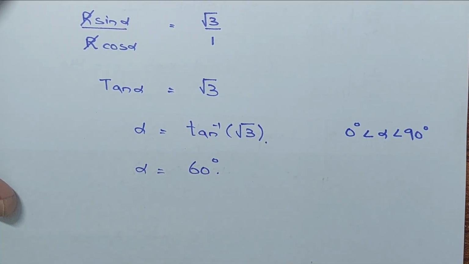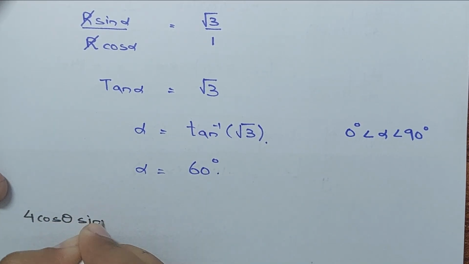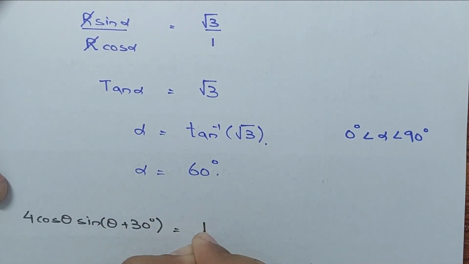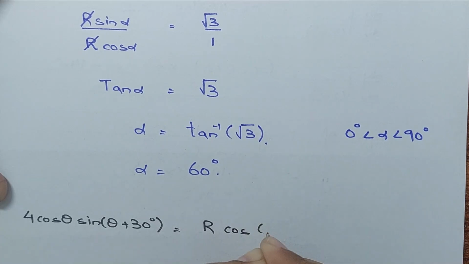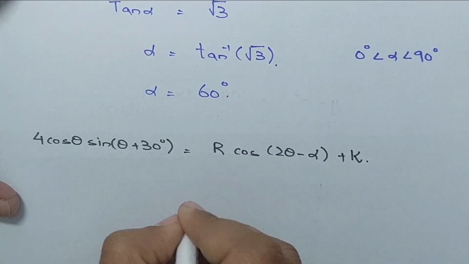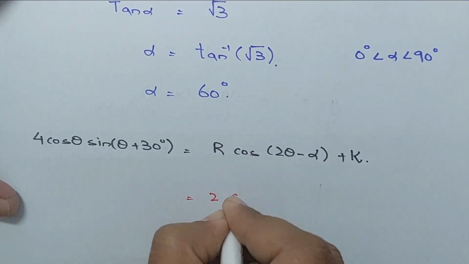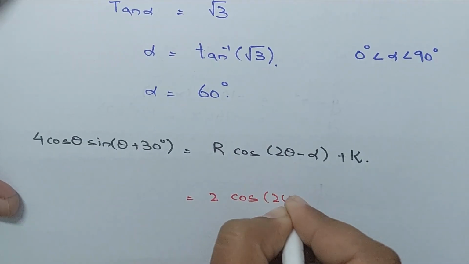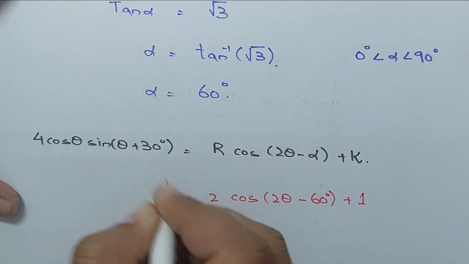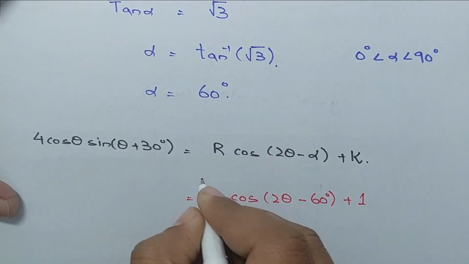So we can express that form: 4 cos theta sine theta plus 30 degrees equals r cos 2 theta minus alpha plus k. Okay, how do we express it? So we can say the r value is 2, cos 2 theta minus alpha, where alpha is 60 degrees, and the k value is 1. So this is how we have to express the form.